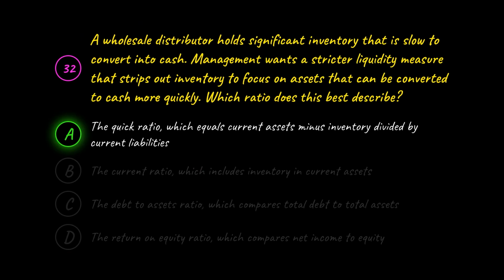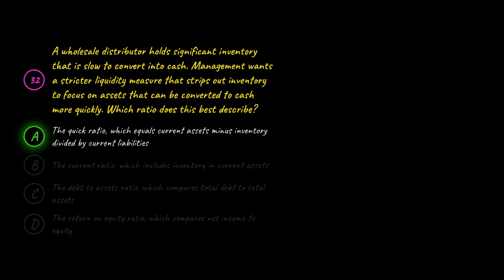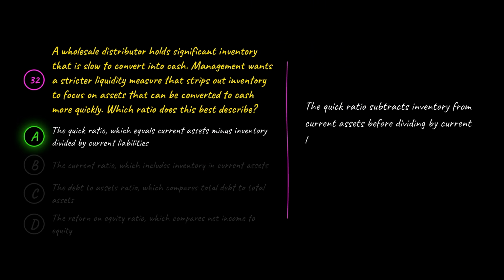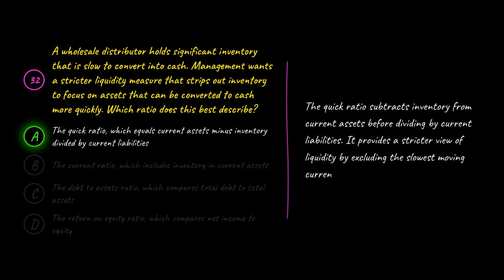Got a guess? Lock it in. The correct answer is A. The quick ratio, which equals current assets minus inventory divided by current liabilities. A is correct because the quick ratio subtracts inventory from current assets before dividing by current liabilities. It provides a stricter view of liquidity by excluding the slowest moving current asset.